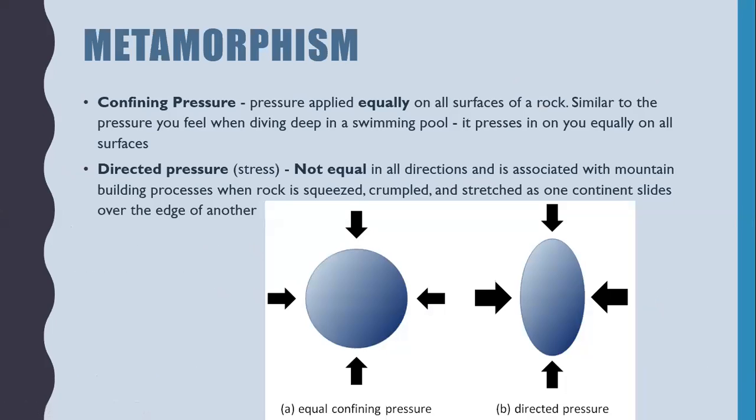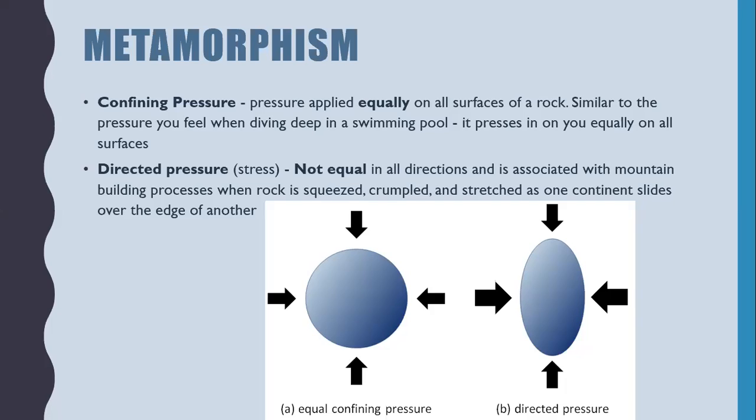Now to expand upon the pressures, there are two types of pressure you will be looking at in this lab: confining and directed. Confining is uniform, equal pressure all around. It's pressure applied equally to the surfaces of a rock body. Think of it as jumping in a pool. When you first jump in a pool, the water presses on your body equally. That's the same thing as confining pressure.